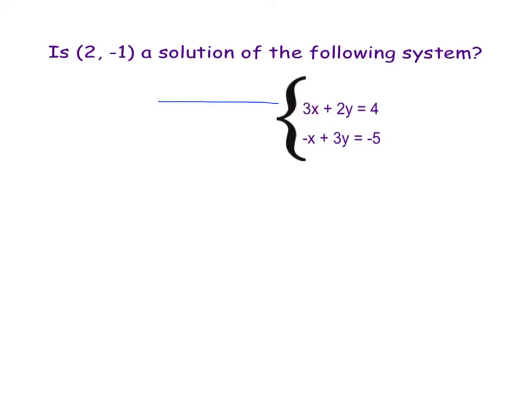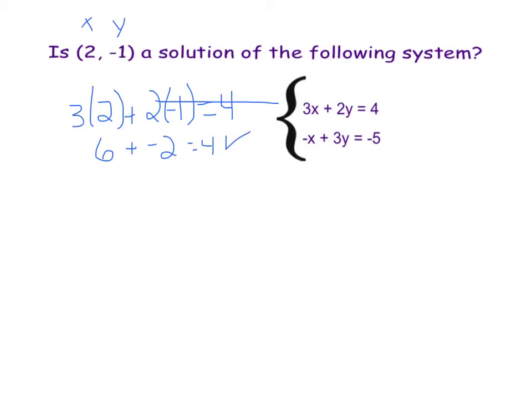So I'm going to do this first. So remember, this is my x and this is my y. So I'm going to plug in 2 for my x and -1 for my y. So 6 plus a -2 is 4. So that checks out. But that does not mean it's a solution to the system. It just means that it's a solution for this part of it.